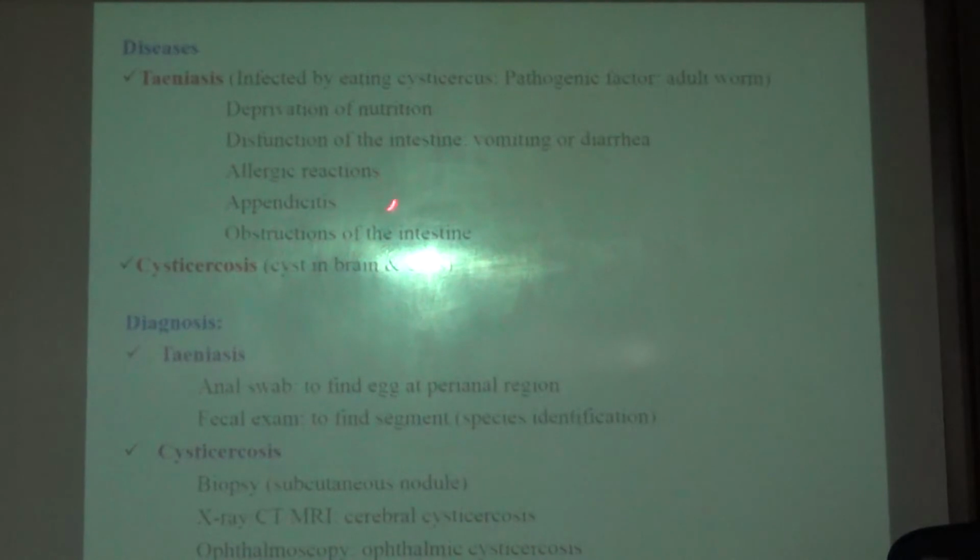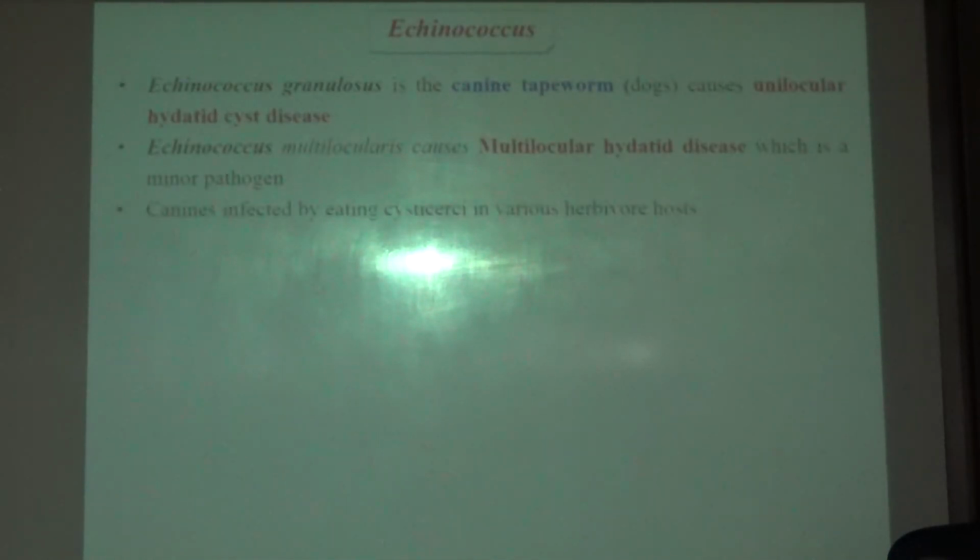Teniasis may lead to allergic reactions also, vomiting, diarrhea, and obstruction of the intestine. Cysticercosis may lead to formation of cysts in the brain and eyes. Diagnosis: for teniasis, an anal swab to find eggs at the perianal region, and fecal examination to find segments. In cysticercosis, as the infection or cyst formation is inside the body, for example the brain, then you need to do X-ray, CT, MRI, etc., and other relevant investigations depending on the place of infection.